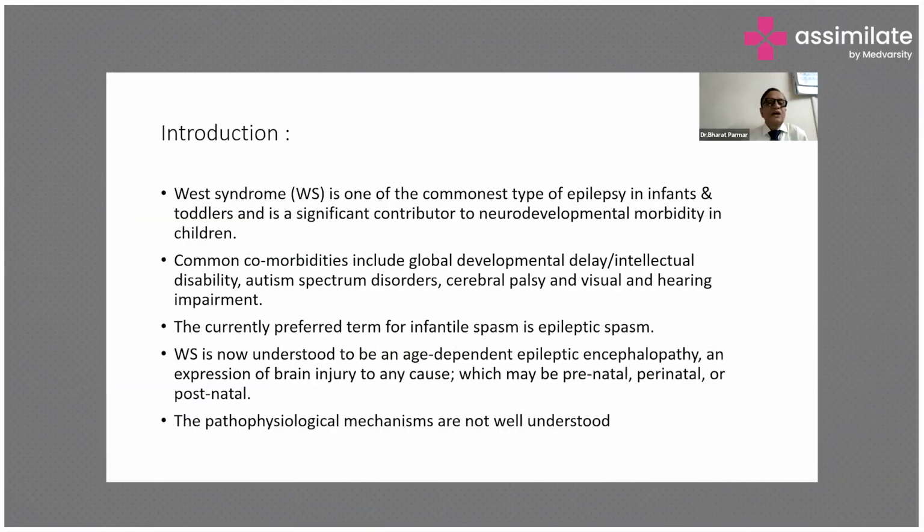Intellectual disability, autism spectrum disorders, cerebral palsy, visual and hearing impairment. The current preferred term for infantile spasm is epileptic spasm or West syndrome. West syndrome is now understood to be an age-dependent epileptic encephalopathy, an expression of brain injury from any cause, which may be prenatal, perinatal, or a postnatal insult. The pathophysiological mechanisms are not well understood.